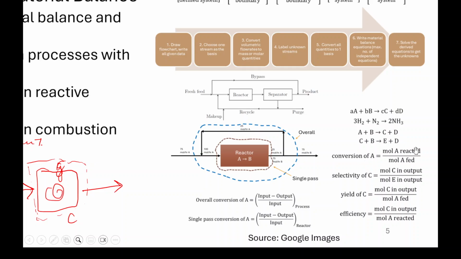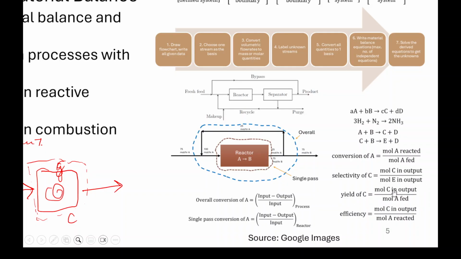So conversion of A will be basically mole of A reacted upon mole of A fed. Then selectivity of C. C, D, and E are three products that are being generated through this reaction system. So if this is the desired product here, selectivity of C will be mole of C in output upon mole of E in output.